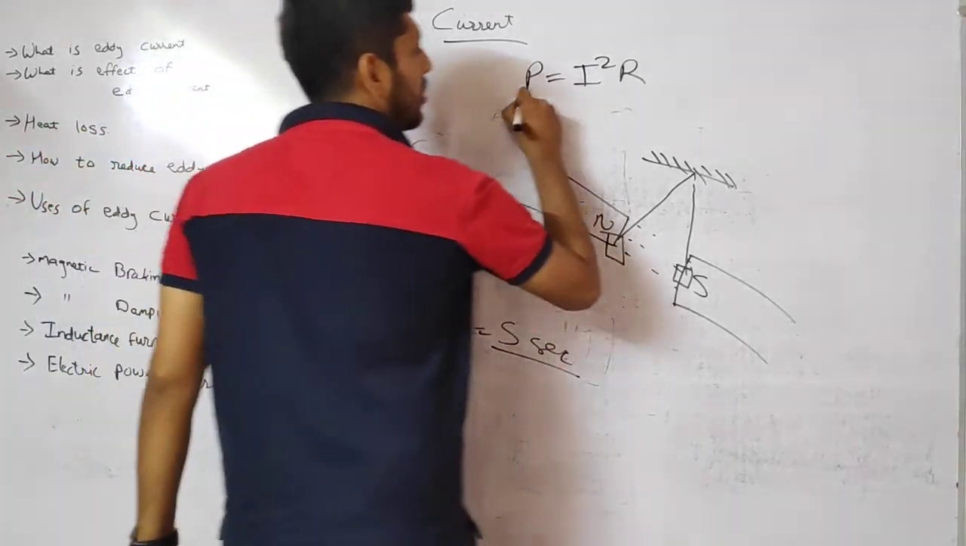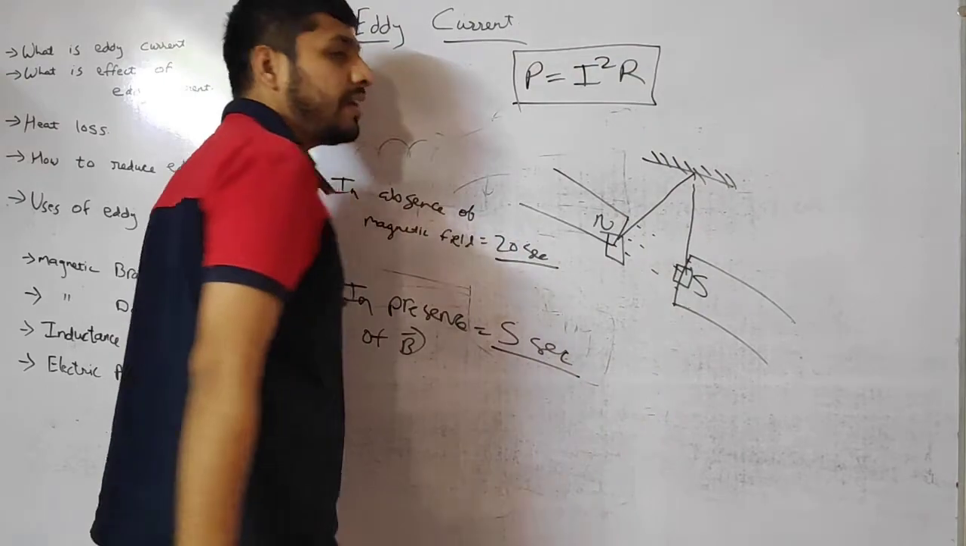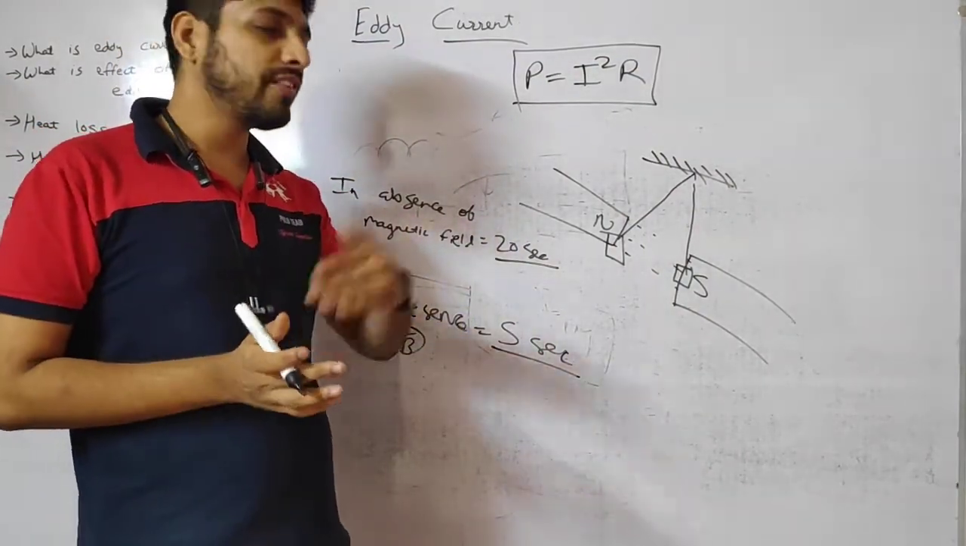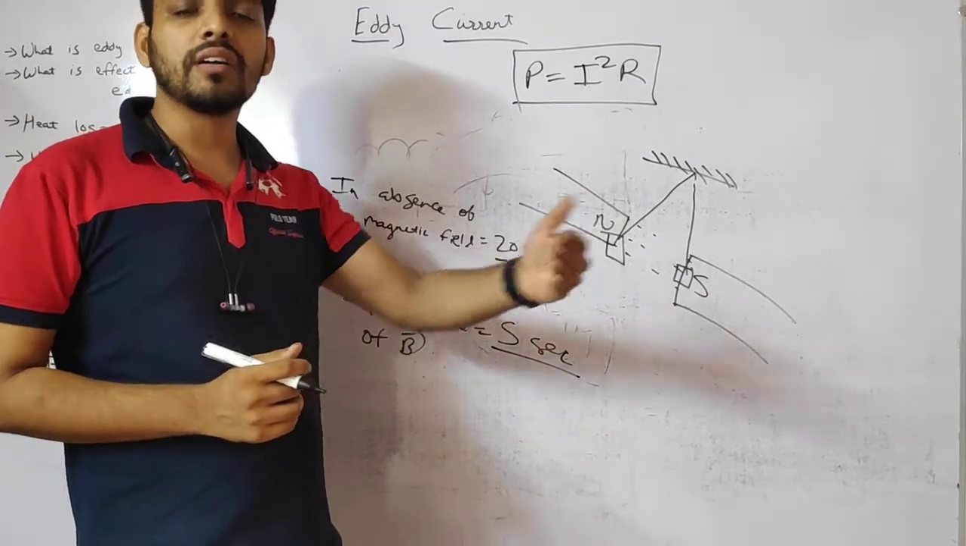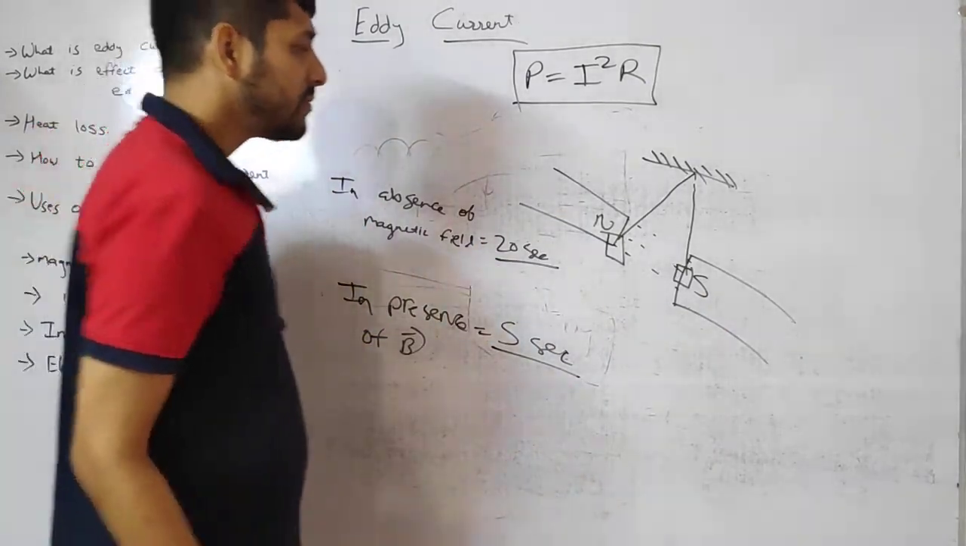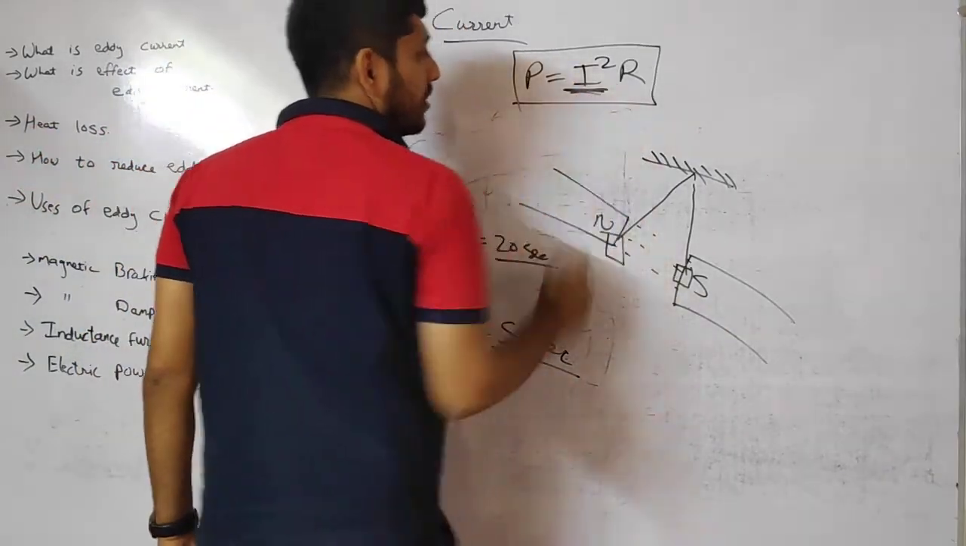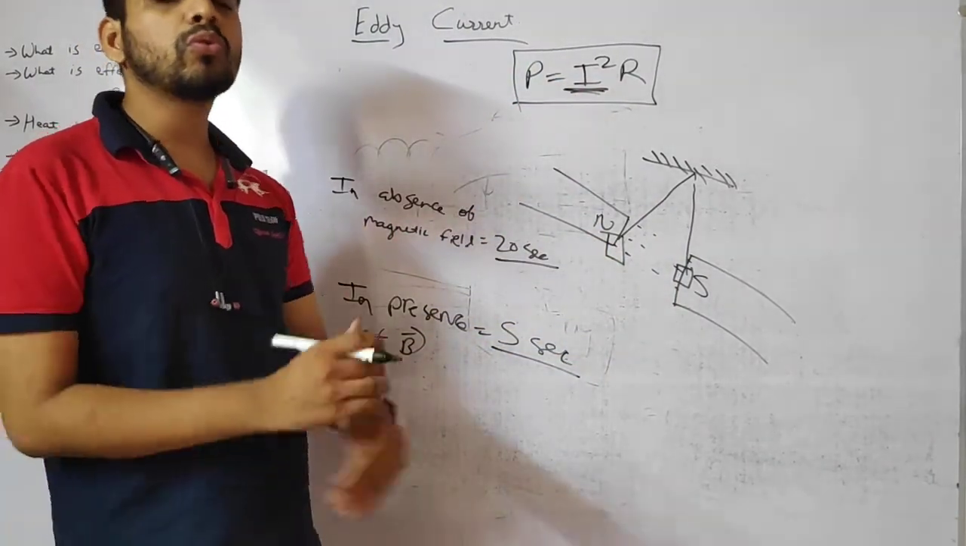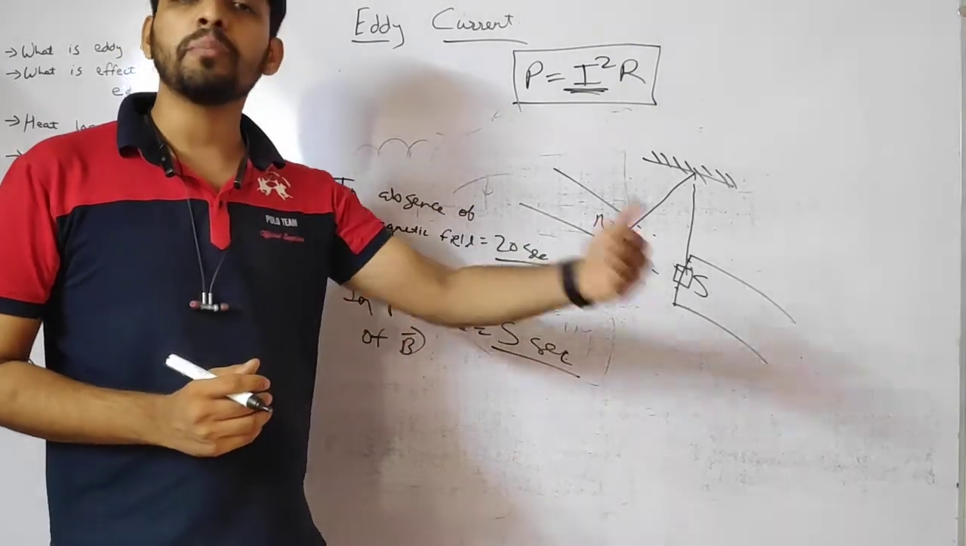So this is generally of no use. Generally eddy currents are created by themselves, and they are wasting the material or hurting the material. Okay. So due to this I square, due to this induced current, there is a heating process that takes place. So due to that, there will be heat loss in each and every material.